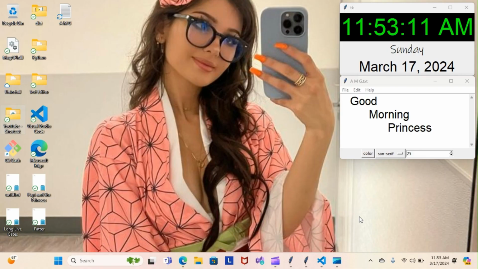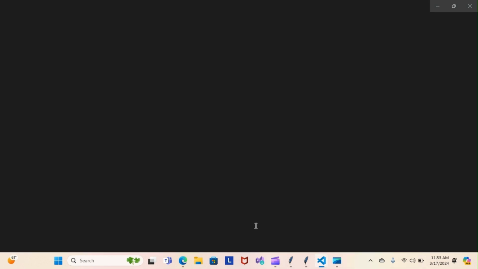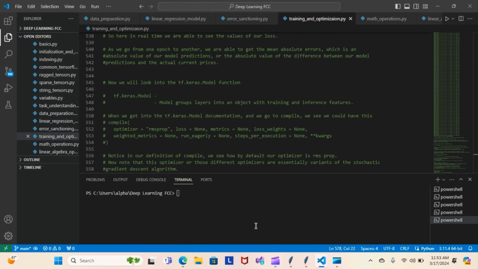All right, in today's episode of Python Papi, we're back inside our TensorFlow course, and we're still doing our training and optimization module. Let's have a look at what we went over today. Now, today we went over different tf.keras functions. Let's take it from the top.